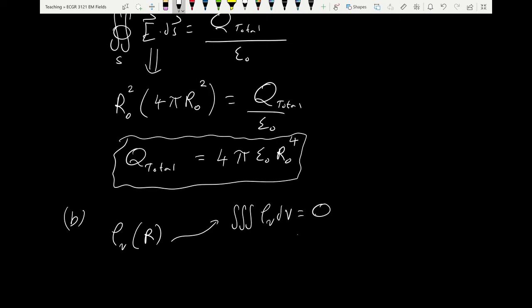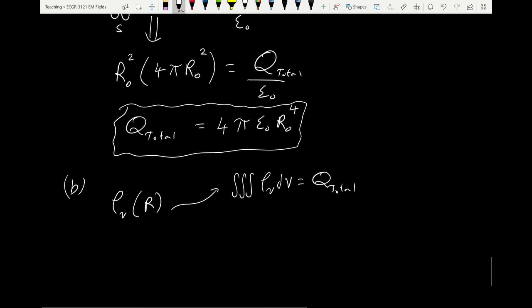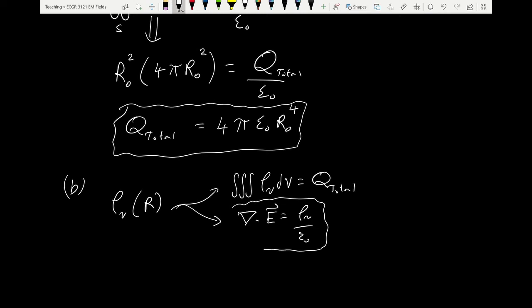And we should get Q total, which we know what it should be, right? And that should allow us to solve for rho v. That's a more complicated approach. The other approach is to just use the divergence. We know that the divergence, remember, is the first postulate of electrostatics. So this is a much more straightforward thing to do.